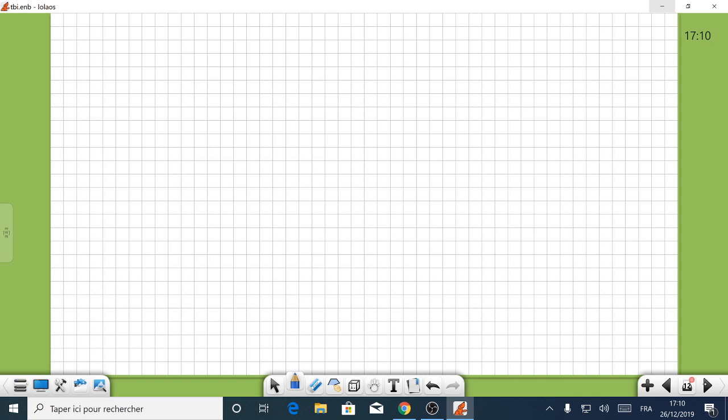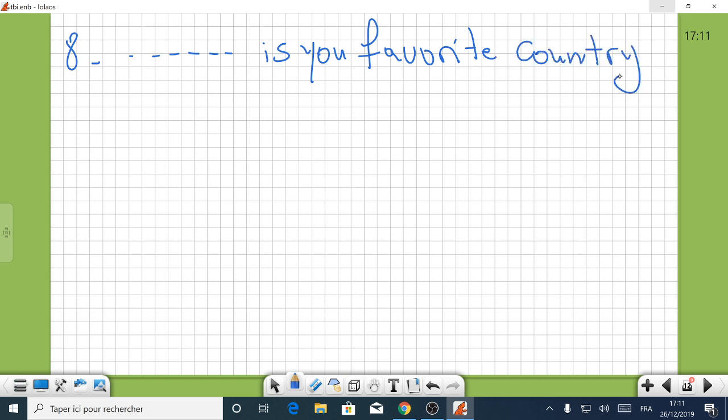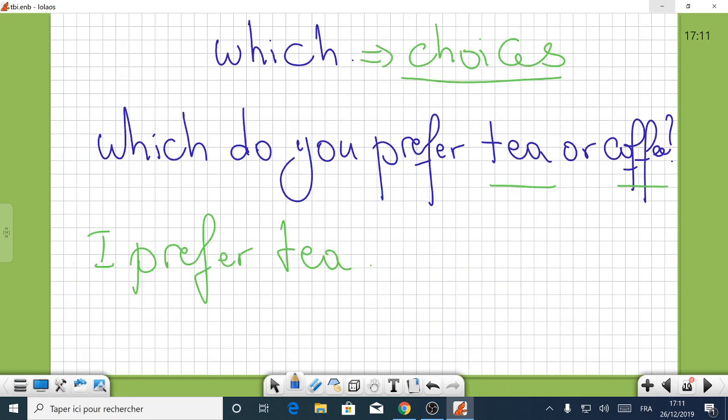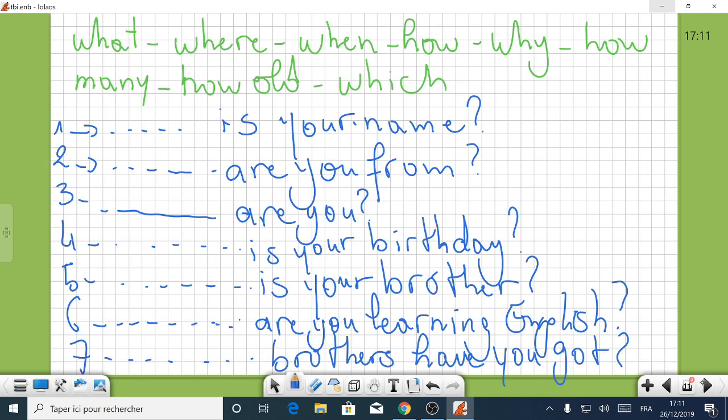And eight is, which is your favorite country, Italy or France? Okay, so we shall go and see the following exercise. We do it all together and then we move.